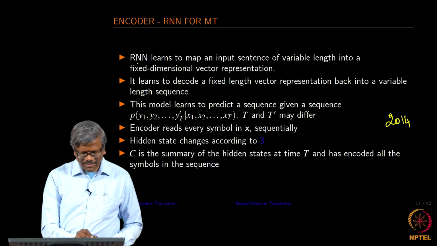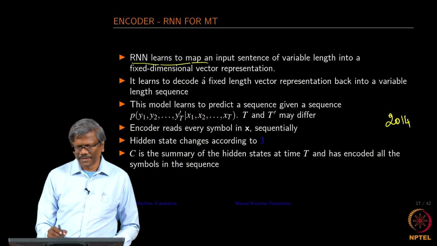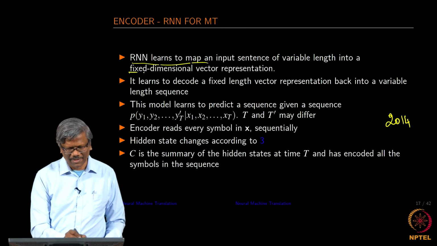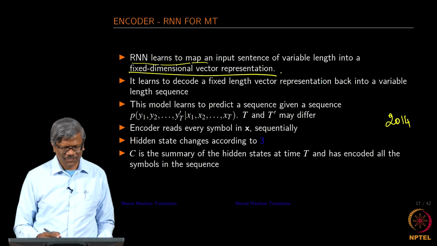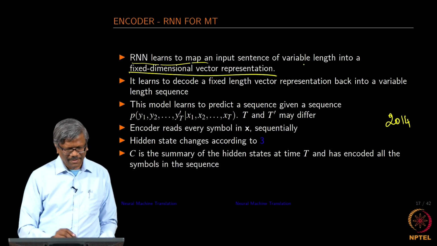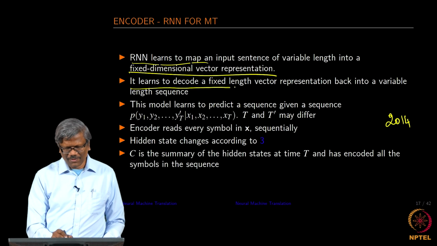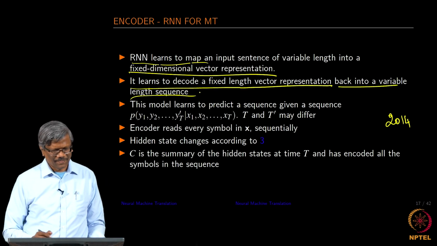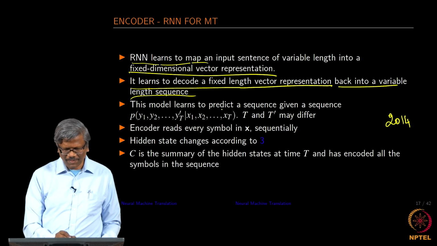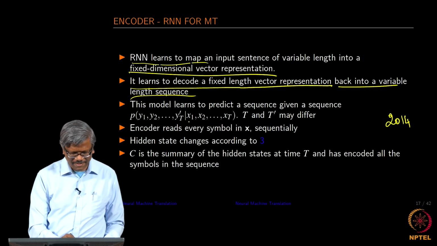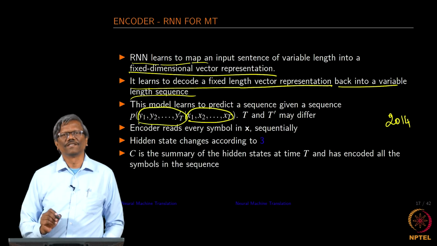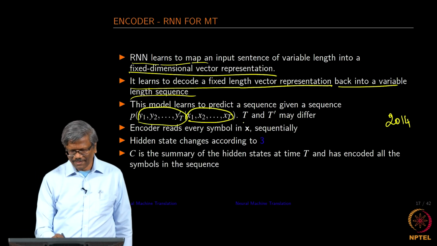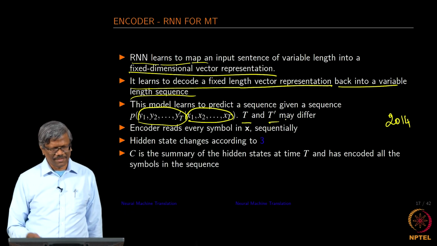So, it learns to map the input sentence of variable length into a fixed dimensional vector. We have seen that. It learns to decode a fixed length representation back into the variable sequence. Then the model learns to predict the sequence given the sequence. Given the entire sequence, it learns to predict the entire sequence. And then the time steps, as I mentioned, would be different.